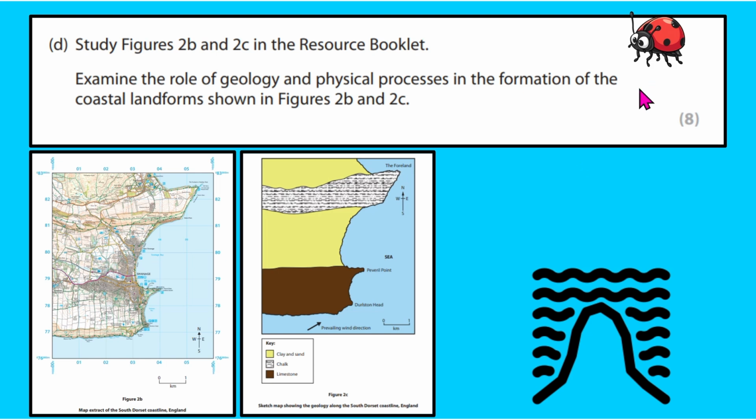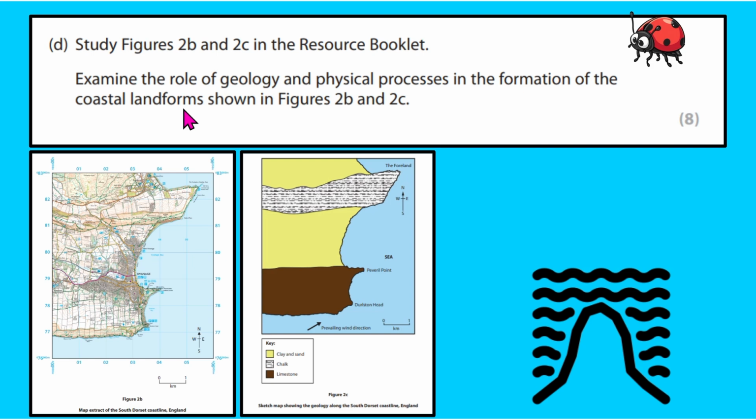So the first thing you would do is bug the question. Bit of a random exam question here, but the command word is examine. So that really means use the resource to investigate. So we've got examine, then we're going to underline the key words: geology, physical processes, formation, coastal landforms. Okay? Personally, I think really it's geology, physical processes, coastal landforms. All right? Once you do that, it becomes a lot simpler and nicer question.